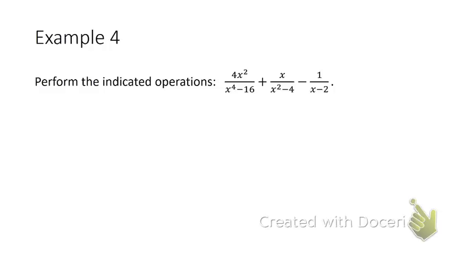Alright, so on example 4, we're just adding and subtracting fractions still, right? So let's work on our least common denominator, which means we need to factor those denominators. So how can I factor x to the 4th minus 16? Difference of squares. Alright, so what's the square root of x to the 4th? And what's the square root of 16? No, 4. Don't try to take a square root again.